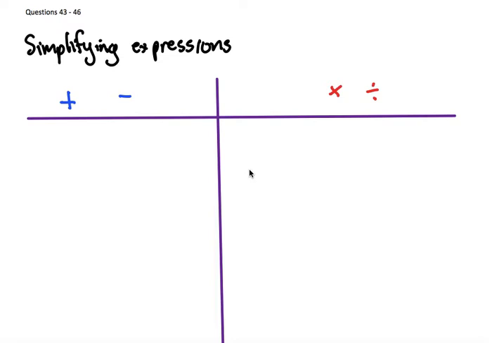For questions 43 to 46. For simplifying algebra expressions, we have two sets of rules. There is one set of rules for multiplying and dividing, and another set for adding and subtracting. So we'll look at the adding and subtracting rules first.